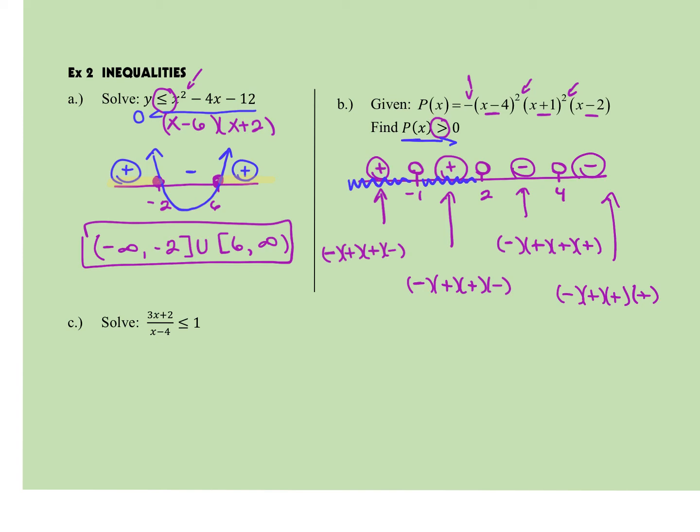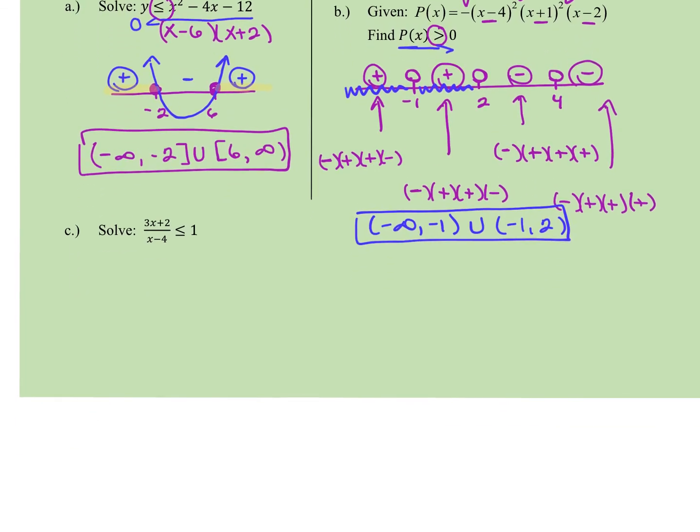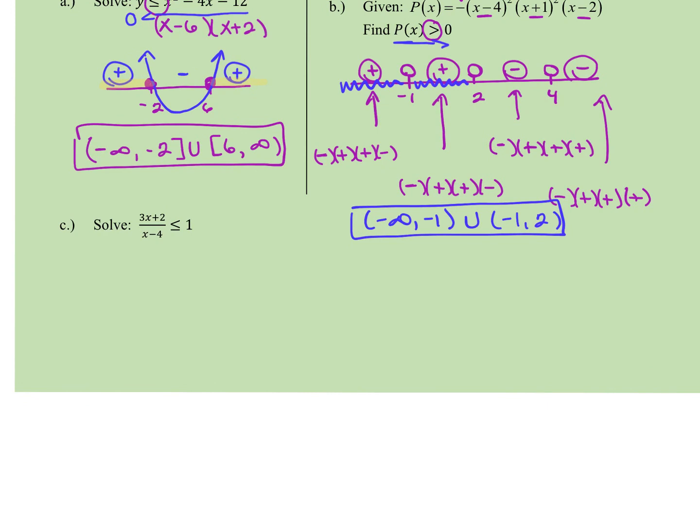So now I'm going to have my negative infinity to my -1 with a parenthesis this time, union, and then my -1 to my 2, okay? Now, my last one that we're going to do here is our rational functions, and it's going to be very, very similar, but there are actually some more steps that we really need to consider here because now we're going to have asymptotes.